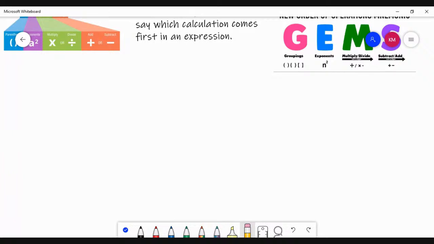Next up, we have the A/S in GEMS, which is addition or subtraction in the order of operation. This is the last operation you will do to complete your answer.